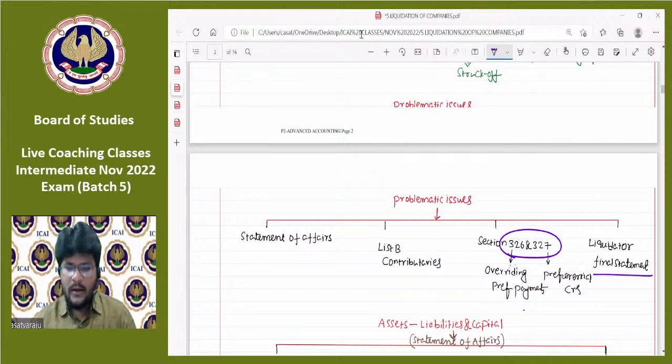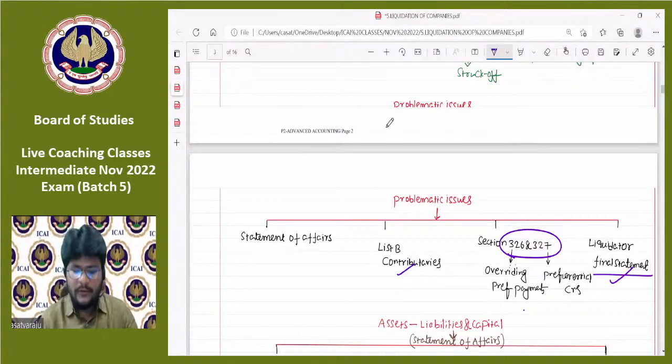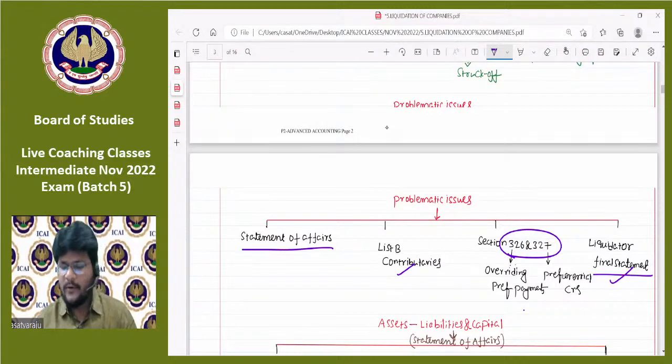And today we are dealing with exclusive problems related to the liquidator final statement as well as list B contributories, which is a pretty small concept. And also we will end this chapter with the statement of affairs.